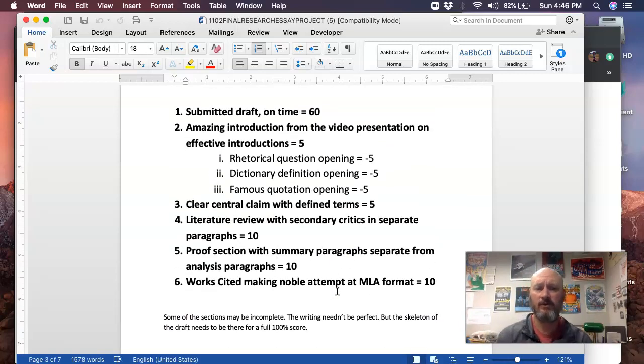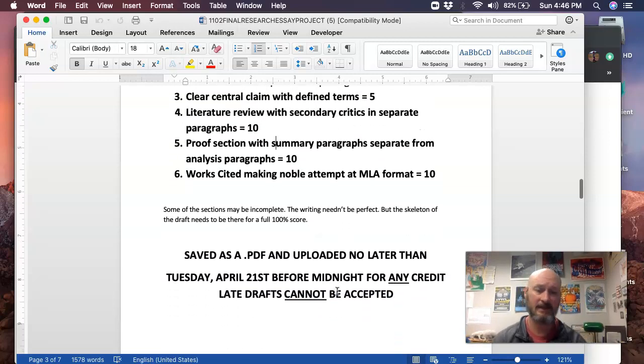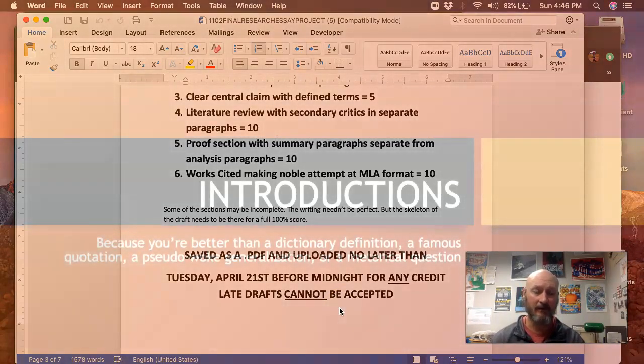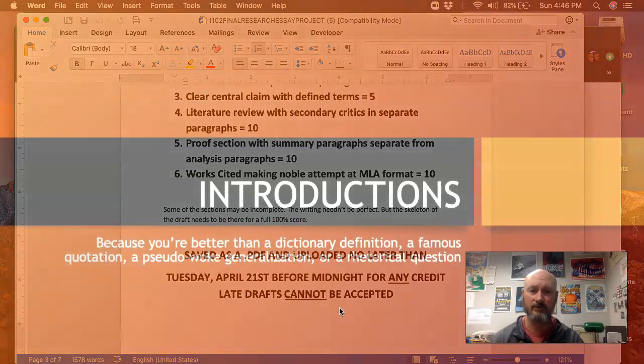Those are going to be due on Tuesday night before midnight. They got to be submitted on time. I cannot accept late stuff here. And the reason why is that next morning I'm going to be distributing final drafts to everybody. Nothing that I've read or written was accepted if it had an effective introduction.